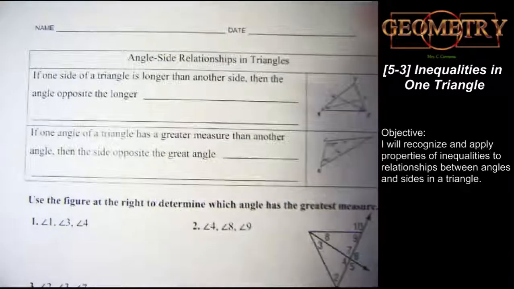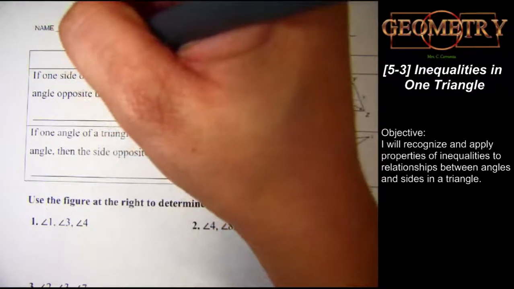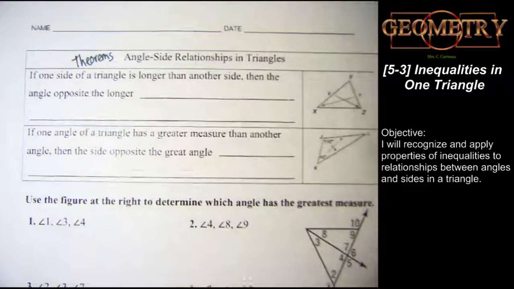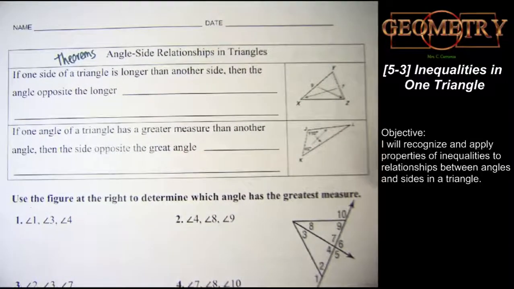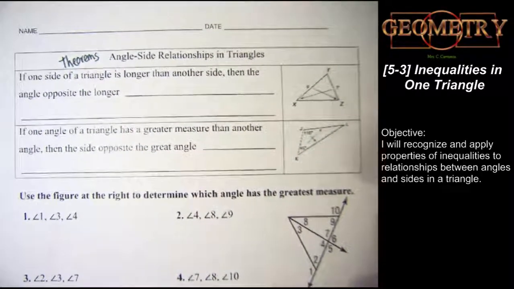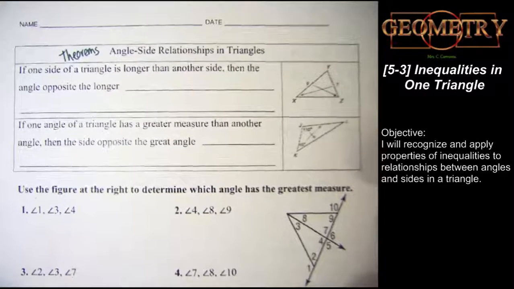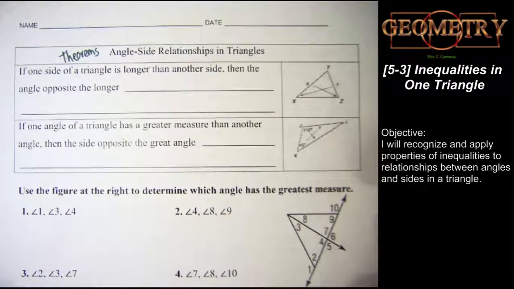The angle-side relationships in triangles are both theorems. They've got some fancy numbers, but it's fine. For the reason, if you're calling on one of these theorems, just write out what you're thinking. They don't have any fancy names.